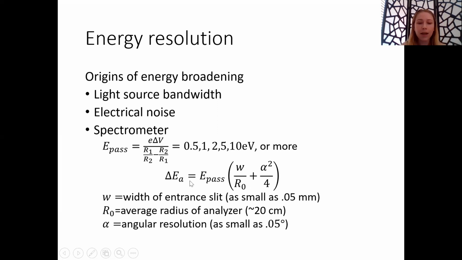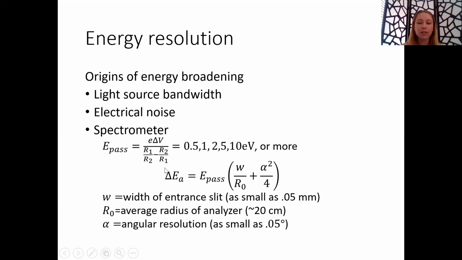And then R naught is the average radius of the analyzer. So basically, R1 and R2 are the inner and the outer radius, and then their average is the average radius. So it's typically something like 20 centimeters. And then alpha is the angular resolution. And this is also something that is an attribute of the analyzer. And this is something that is quoted in the machine specs, and it can be as small as 0.05 degrees.